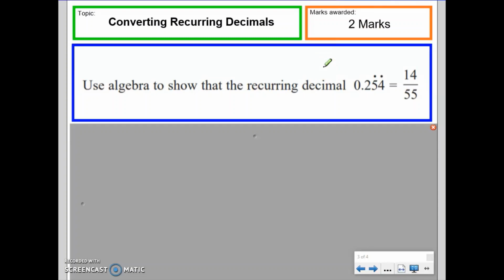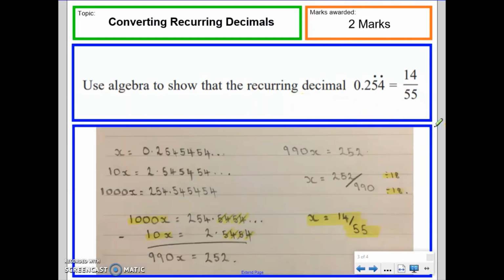Welcome back to the video. I'll just go ahead and show you my solution. My worked solution looks like this. I've labeled the number in the question as x, so therefore 10x would be this number multiplied by 10.